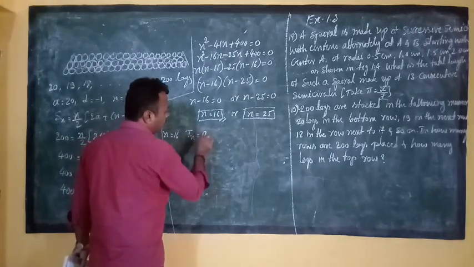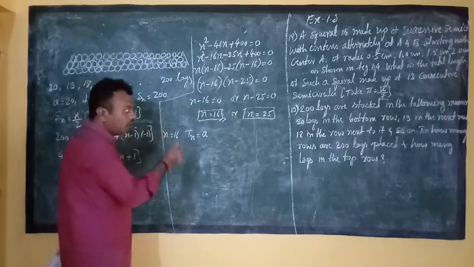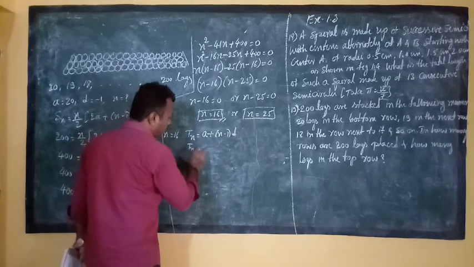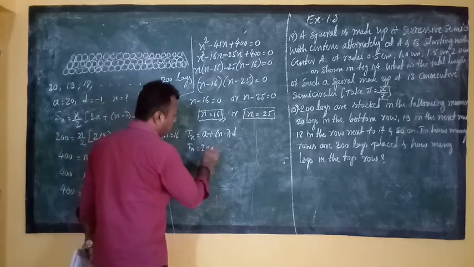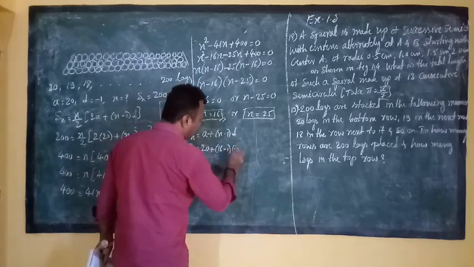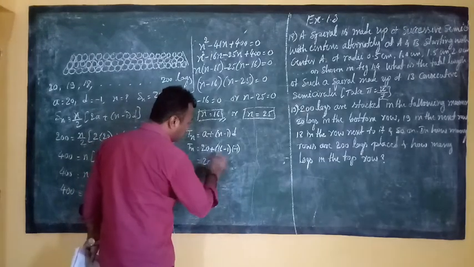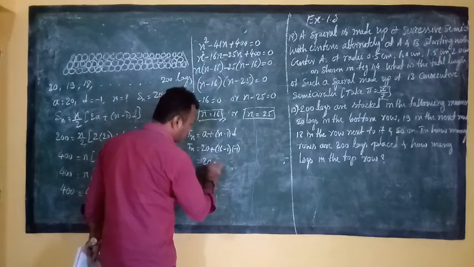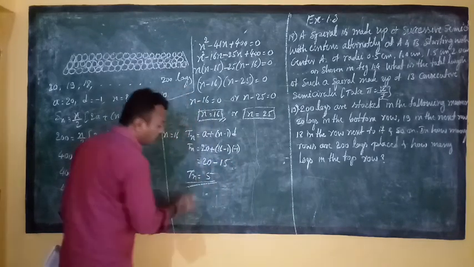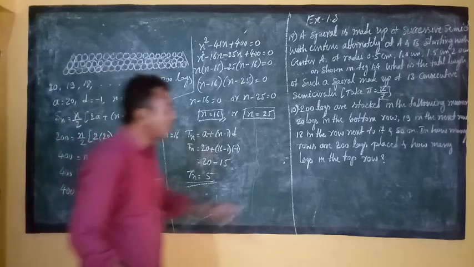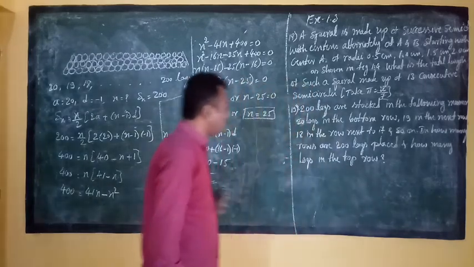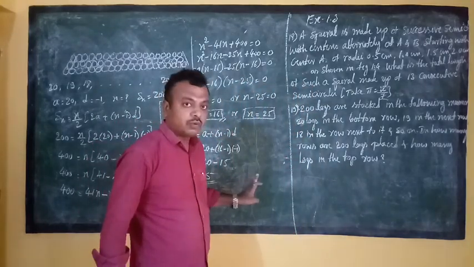Tn is the last term that you want to calculate. The last term is a plus (n minus 1) into d. Tn is equal to a, the first term 20, plus (n, which is 16, minus 1) into d, which is minus 1. Next, 20 plus 15 into minus 1, minus 15. So 20 minus 15 is 5. So there are 5 logs in the top row.